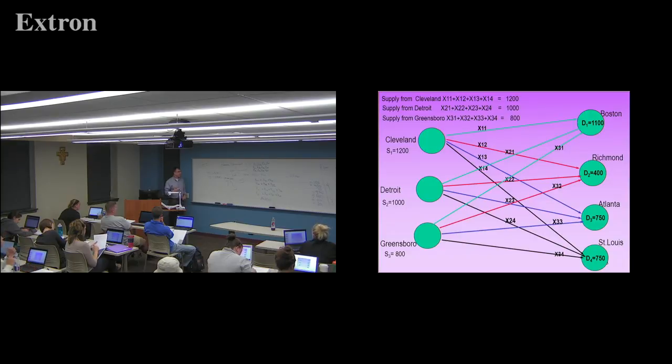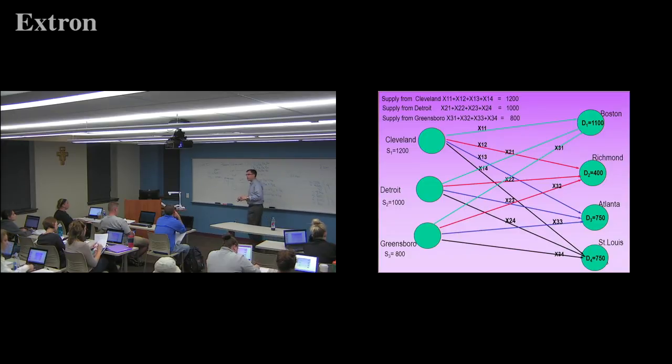What if I change this slightly and I said Cleveland only has 1,100? So that would mean total supply is 2,900 and total demand is 3,000. So what would happen if I tried to solve this model now? What would happen if I didn't know anything about linear programming and I used the same model and total supply is not greater than or equal to total demand? Total supply is 2,900 and demand is 3,000. What would happen? To meet one of your demand constraints.